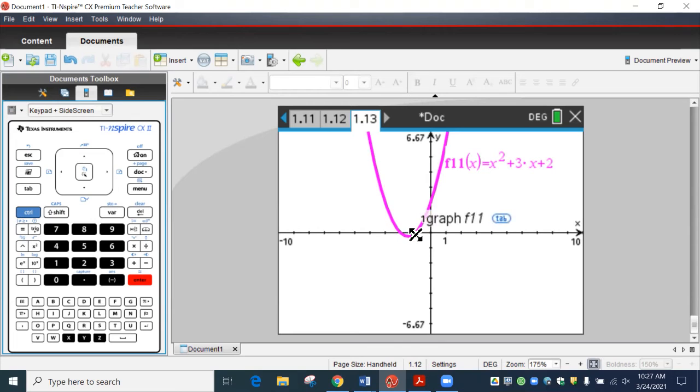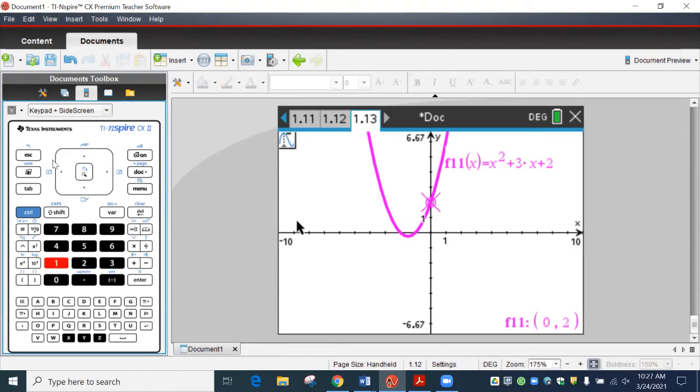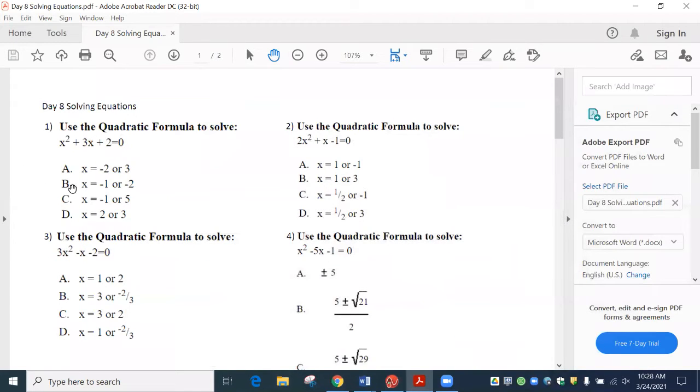So you can probably see where they're at, but you can also use menu 5-1 and then just take the tracer to the x-axis. So I should have an answer of -1 and I should have an answer of -2. So which one has an answer of -1 and -2? Was that B?